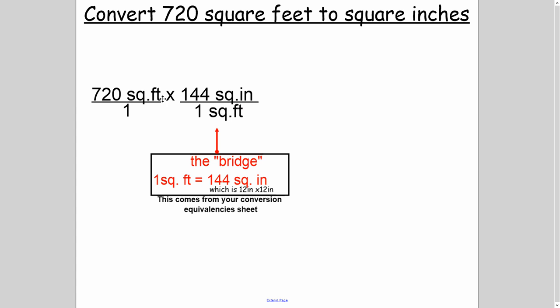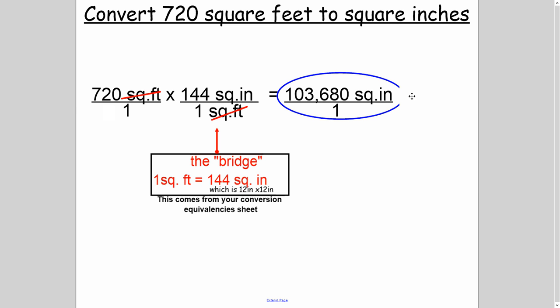So I just get the square feet because I know it's what I want to get rid of, so I can cross them out. Square inches are what I want, so I put it on the top, and then I look at what the conversion numbers are. Now I multiply across the top, and I get 103,680 square inches. Across the bottom, it's just 1, or that's your answer.